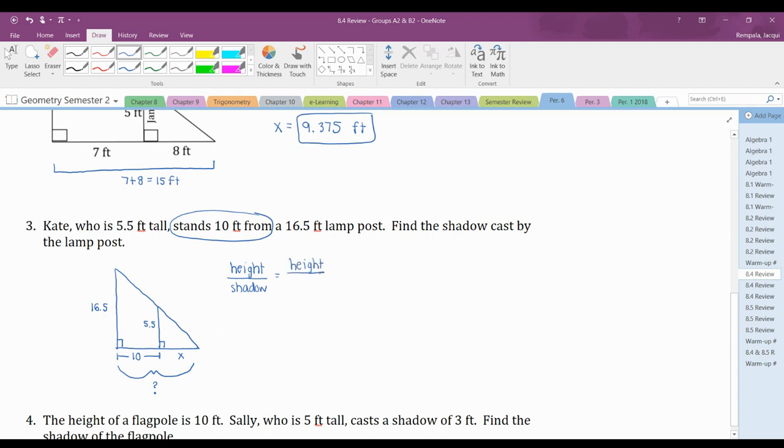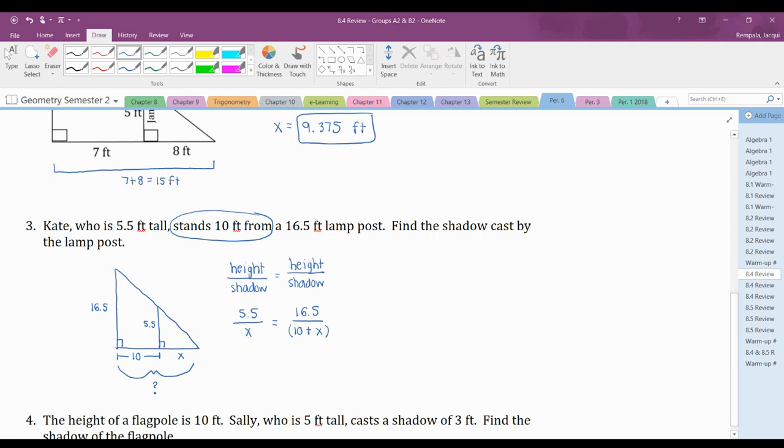So I'm thinking about the two objects, and I want to be consistent when I'm setting up my proportion. So I'm going to start with Kate. So 5.5 feet would be the height, so that has to go on top. The shadow length is what we don't know. I'm going to call that X. I'm going to set that equal to the height of the lamppost, which is 16.5, over, but then remember, I need the entire bottom. I don't know what that is, but I know that two pieces of the bottom are here. That's 10, and that's X. So I need to add the 10 and the X together.